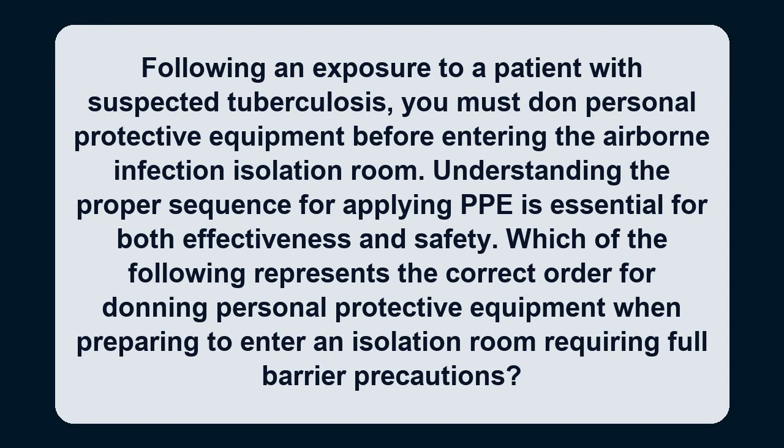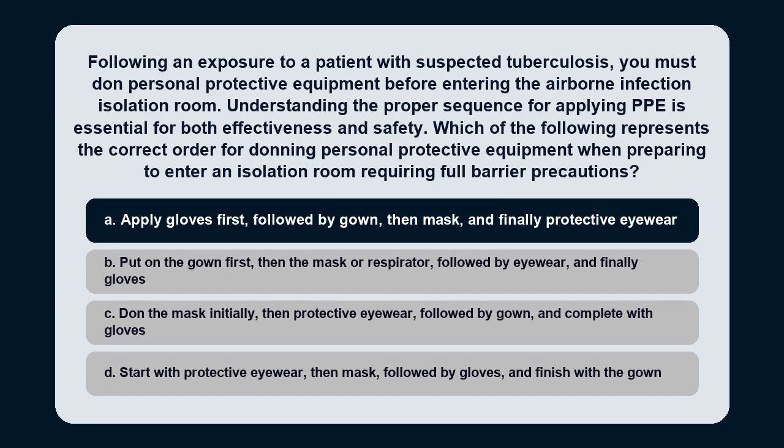Question 4. Following an exposure to a patient with suspected tuberculosis, you must don personal protective equipment before entering the airborne infection isolation room. Understanding the proper sequence for applying PPE is essential for both effectiveness and safety. Which of the following represents the correct order for donning personal protective equipment when preparing to enter an isolation room requiring full barrier precautions?